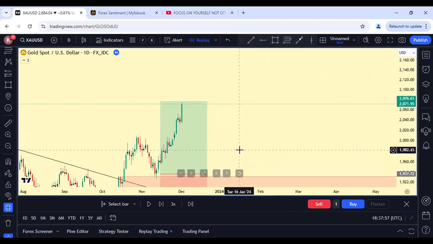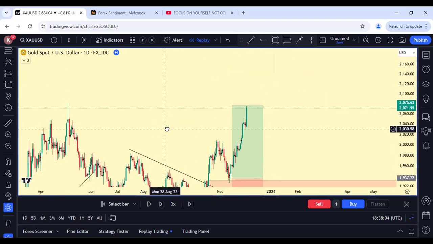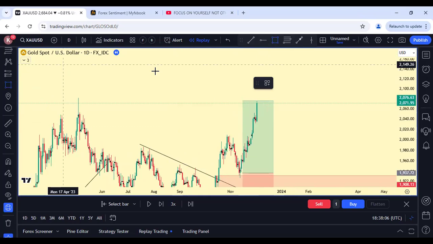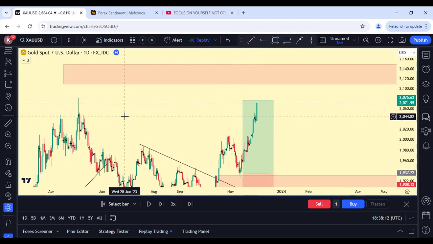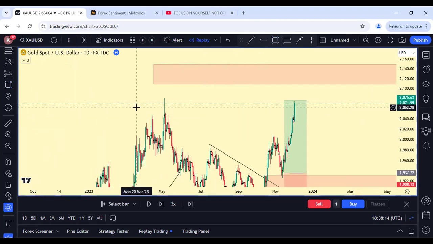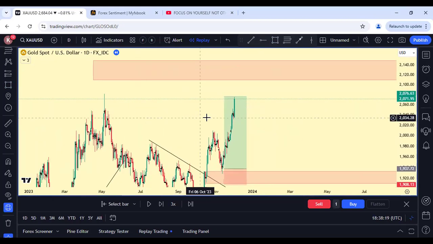Is this not enough? Now, if this is going to reverse, we surely have a previous zone right here that the previous activity on the chart created, a supply zone. We know that immediately the market comes up to this zone, it will drop again. So we come out in profit right here. That is it, guys.